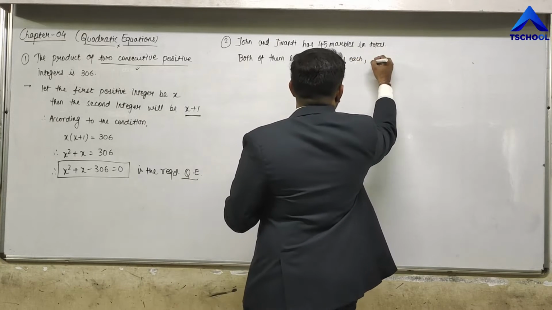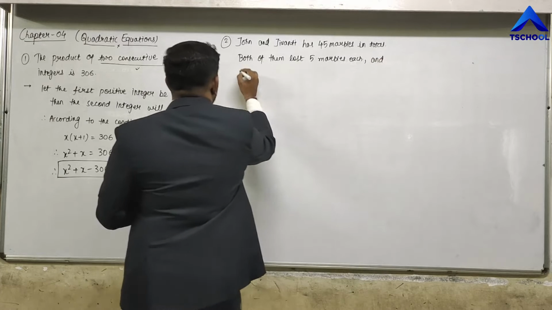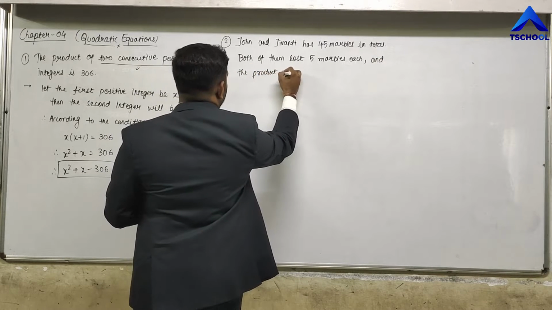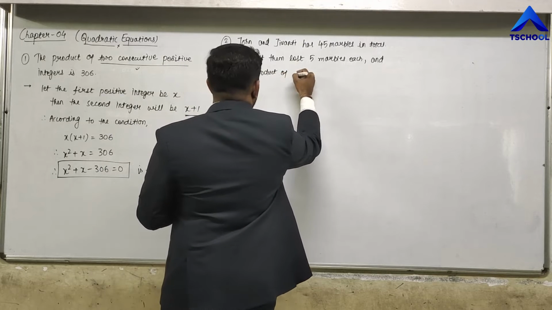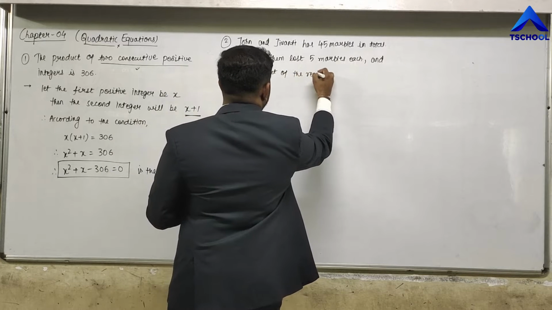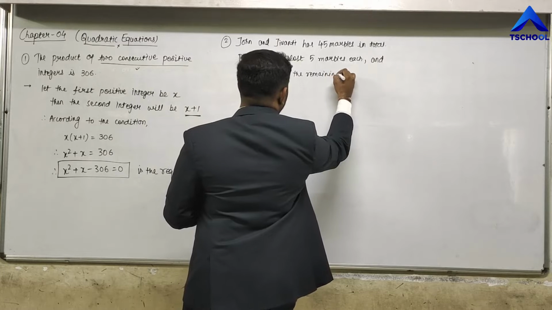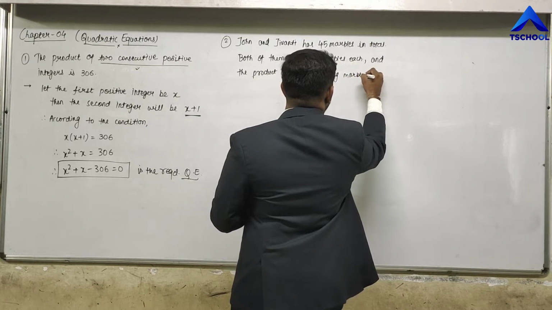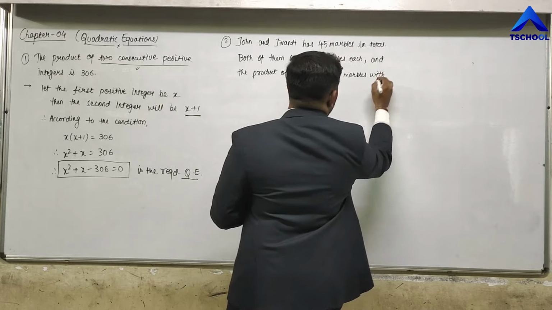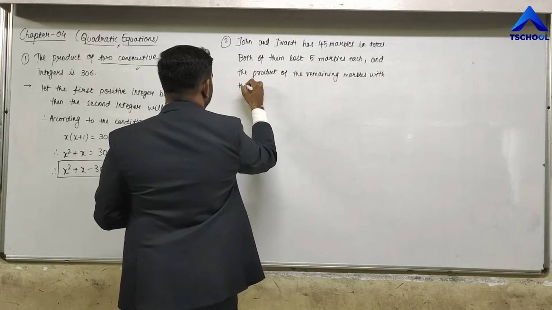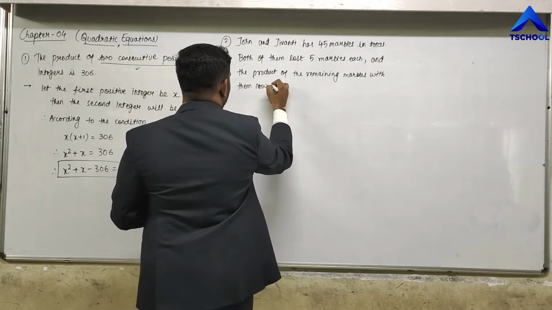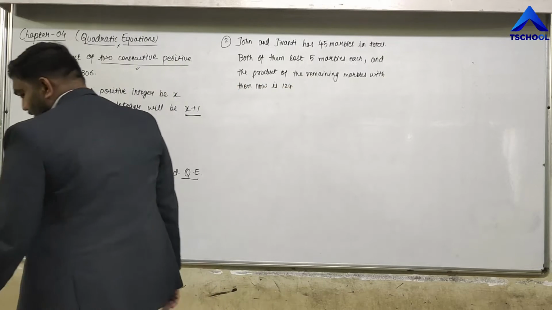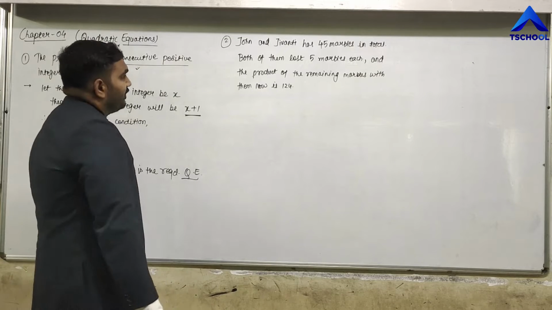And the product of the remaining marbles with them now is 124. So again we are going to represent this in the form of a quadratic equation.